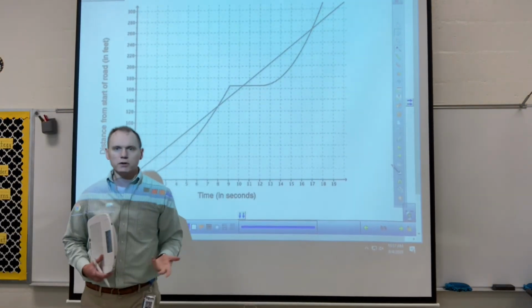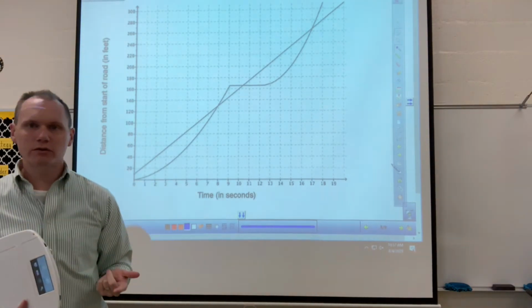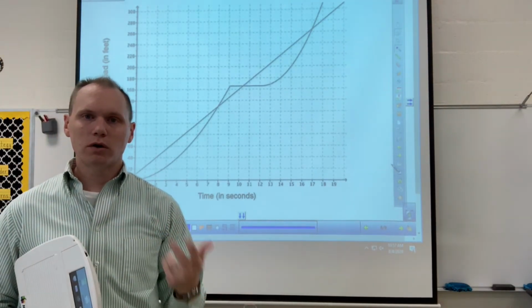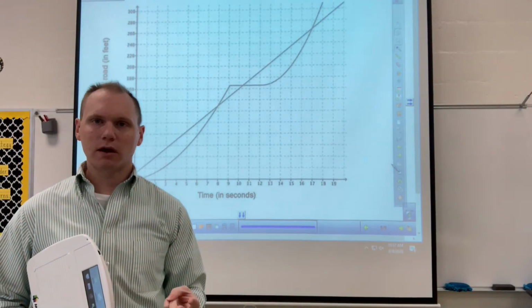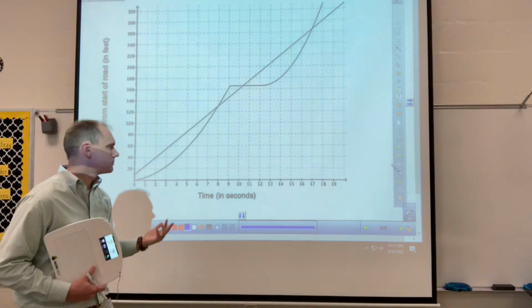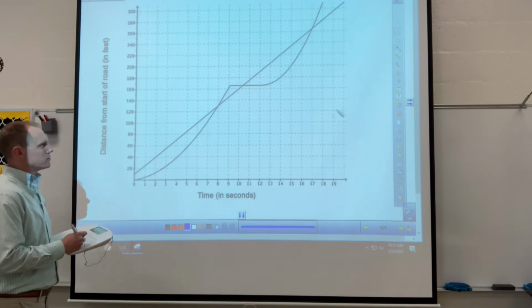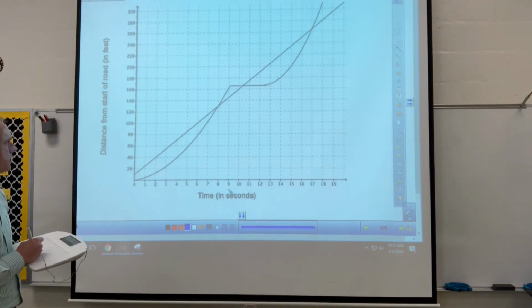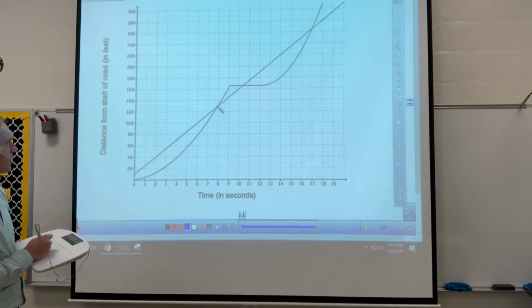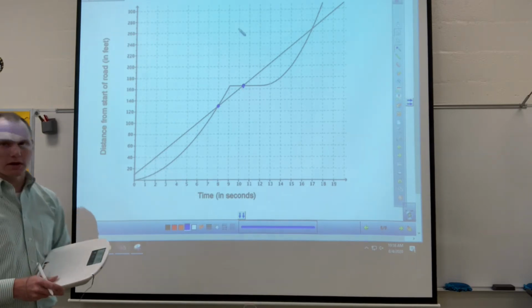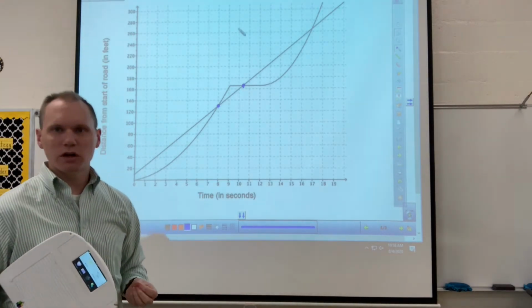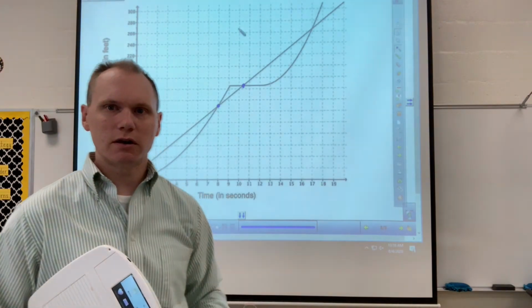And so a couple things we can do here. One is we can calculate the average rate of change of the bike. Another one is we can calculate the average rate of change of the truck, and we can compare them. So in this scenario, let's take the average rate of change of the truck from about 8 seconds, so here, to about 10.5 seconds right there. So let's think about that for a second. What is the average rate of change of the truck in this scenario?